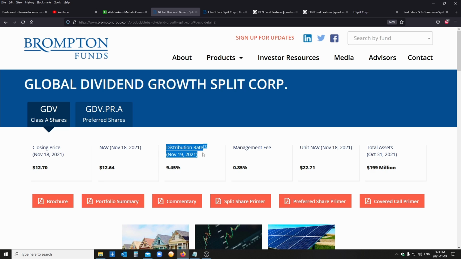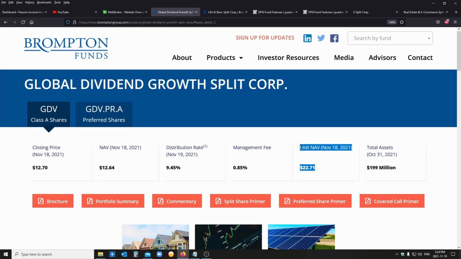So the distribution rate, or the dividend yield, think of it like your annual interest rate on the Class A shares, is a nice 9.45%. Management fee, 0.85%. And here you have the unit NAV. So the unit NAV is $22.71. This is the NAV of the Class A shares, which is $12.64, plus the NAV of the preferred shares, which if we click, is $10.07. So $10.07 plus $12.64 should equal $22.71. That is the unit NAV.